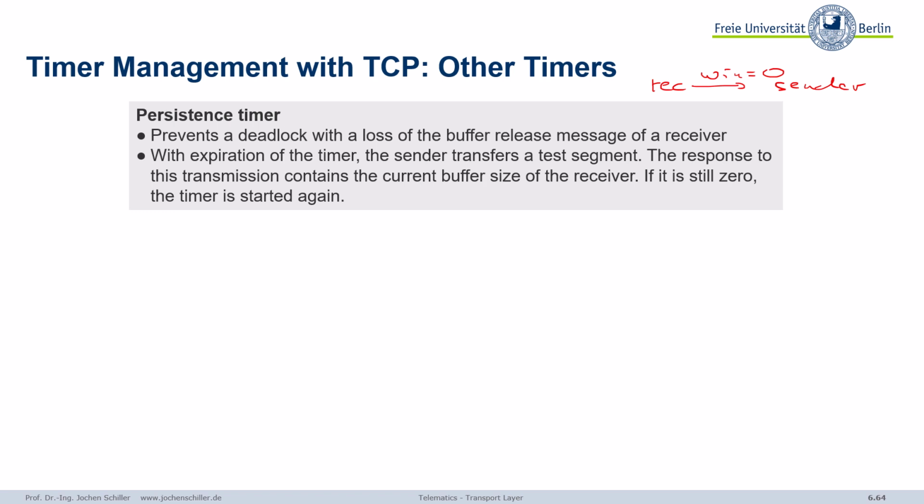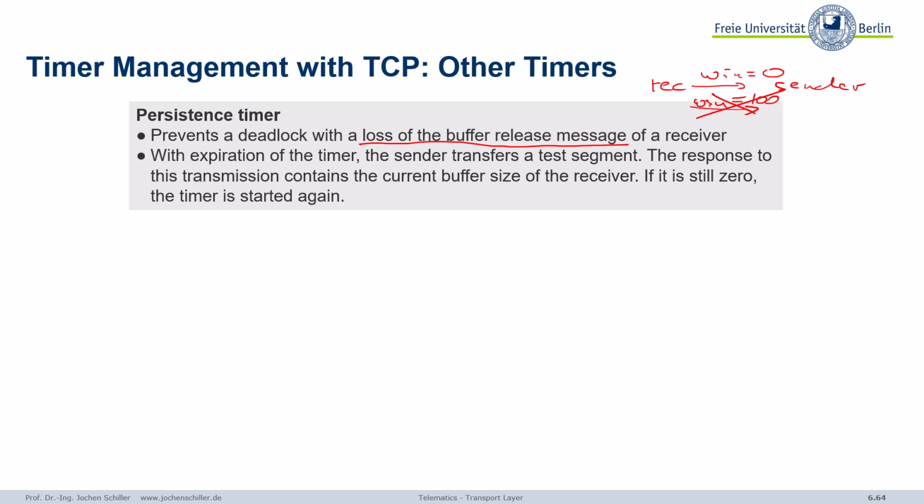So the window is 0. Okay, now what happens if the receiver consumes the data, and then somewhat later the receiver sends a packet with window size equals whatever, 100, but you lose this packet? The sender will still think, oh, window size is 0, I'm not allowed to send. So if you lose this buffer release message telling the sender now you can continue sending some bytes, you will have a problem. And the persistence timer exactly handles this.